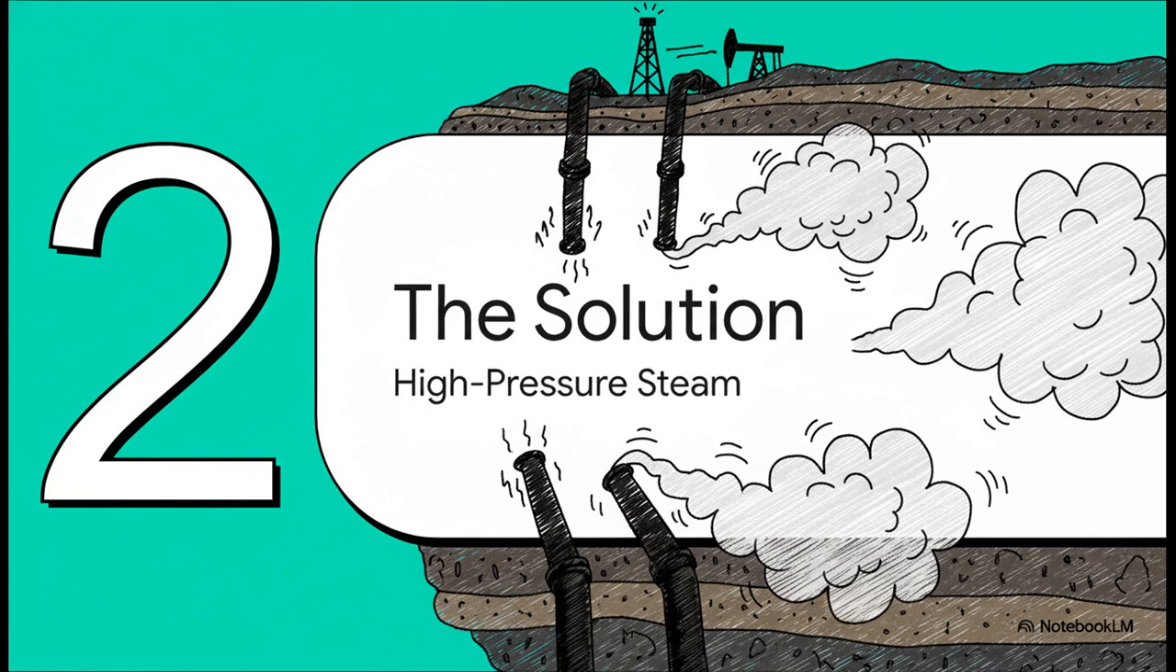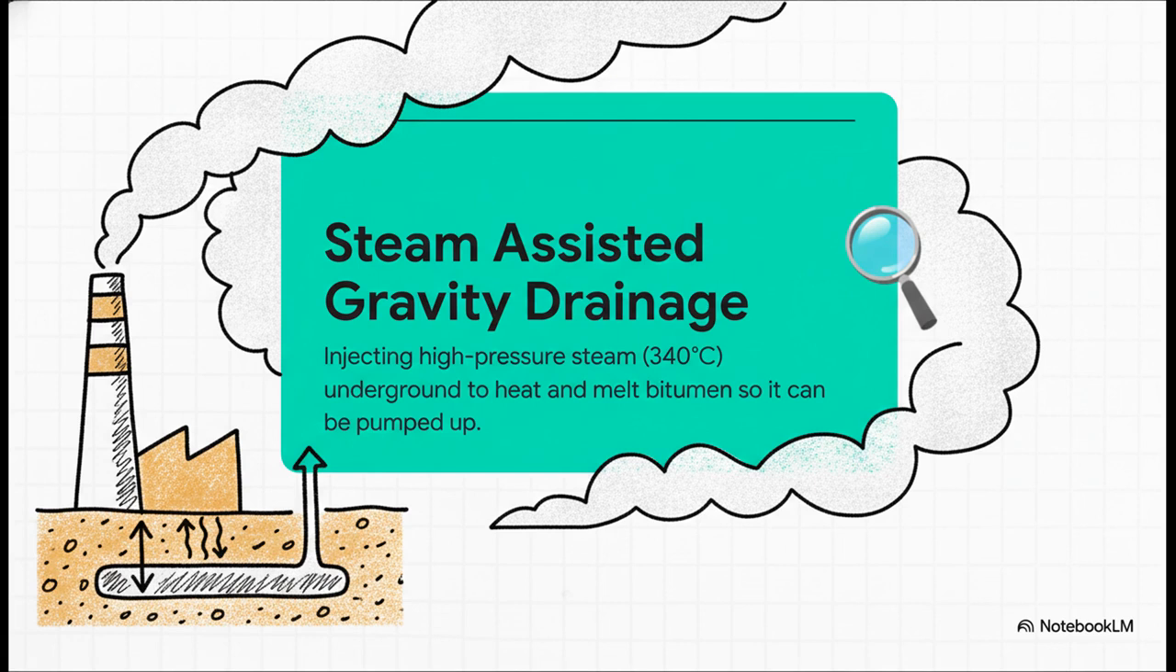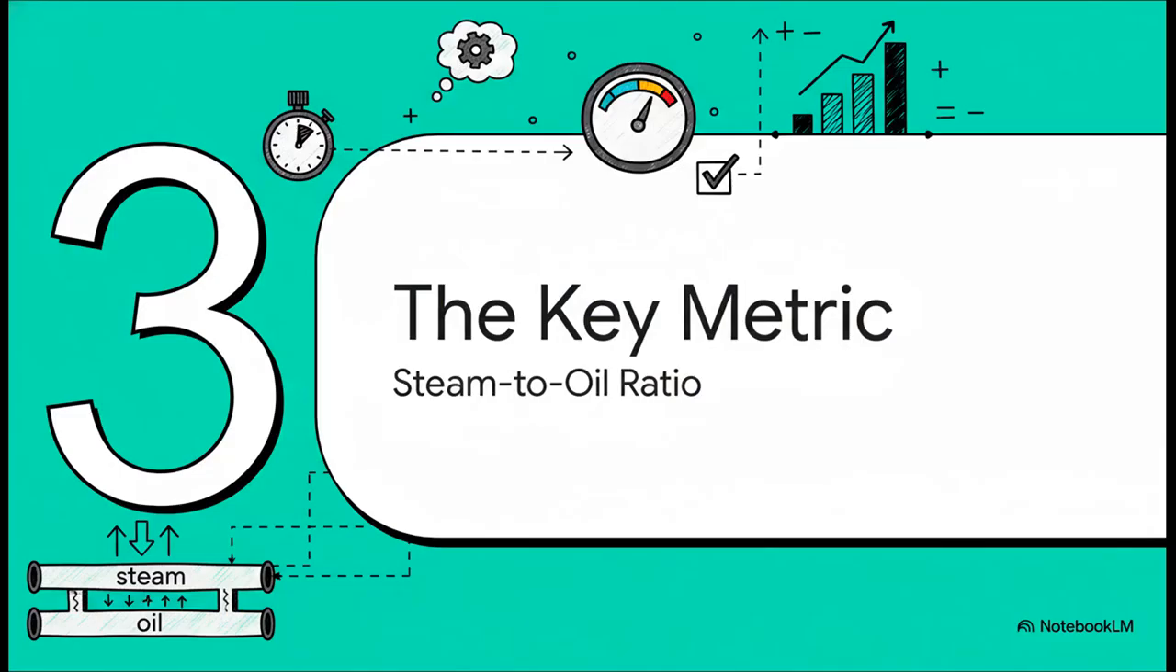The answer? You inject high-pressure steam. This process is called steam-assisted gravity drainage, or you'll usually hear it called SAGD. The concept, when you break it down, is pretty simple. You generate extremely hot, high-pressure steam on the surface. We're talking 340 degrees Celsius hot, and you pump it deep underground. This creates what's called a steam chamber that basically melts the bitumen. Then gravity does the work, allowing it to drain down to a lower well where it can finally be pumped to the surface.